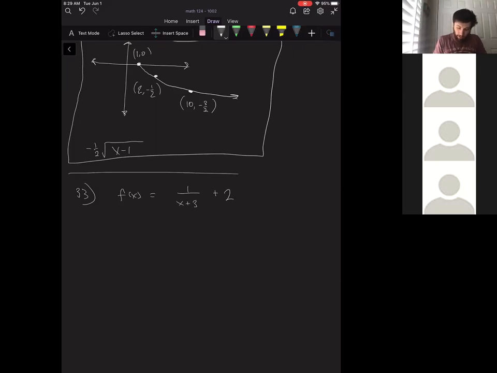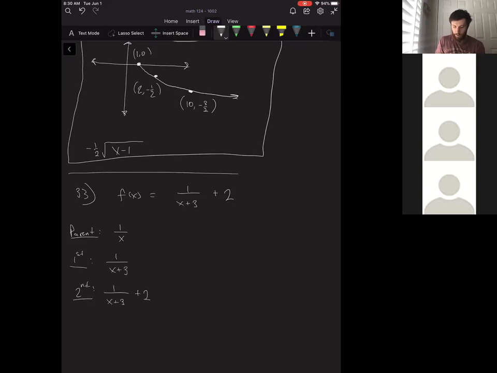So first, let's find the parent function. We have to get rid of every single number that is not an exponent. So that's not an exponent, we're going to get rid of the 3, and that's not an exponent, so we're going to get rid of the 2. So our parent function is just 1 over x. Our first transformation, the thing that happens closest to the x, is we're adding 3 to it. So 1 over x plus 3. And our second thing, we add 2 at the very end, so 1 over x plus 3, and then we're going to add 2.